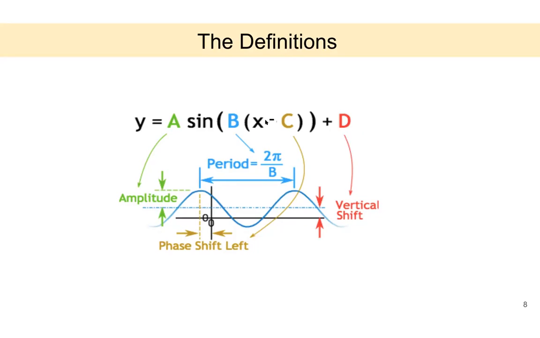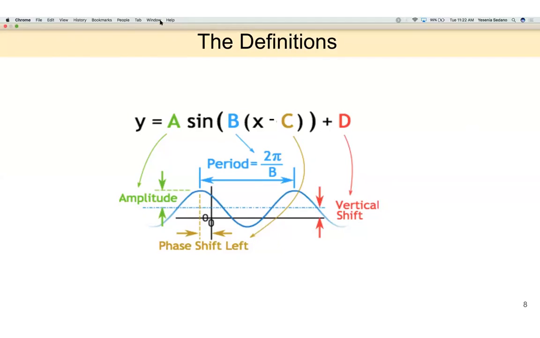Next one, you have X minus C. Now C, if you go down here, represents phase shift. What phase shift represents is a side to side shift. Like if your wave got shifted to the side, when I say shift, I'm talking about horizontal shift. So side to side, not up and down.